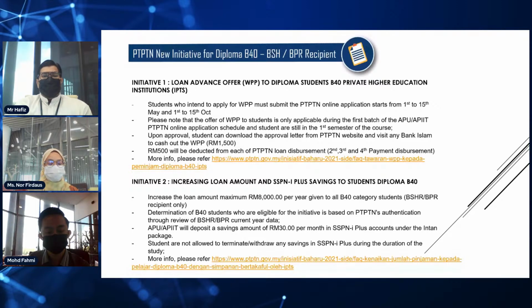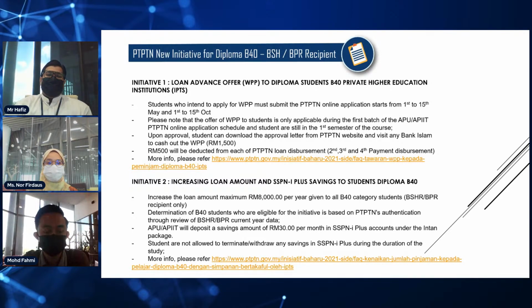All right. So once you have applied, upon your approval, the student will need to download the offer letter from the PTPTN website, and then visit any Bank Islam to cash out the WPP amount of 1,500. After that, once you have cashed out the WPP, for the PTPTN payment, PTPTN will deduct 500 ringgit from each of the loan disbursements, which is during the second, third, and fourth payment disbursement. Okay, if you need more info, you may just visit the PTPTN official website.